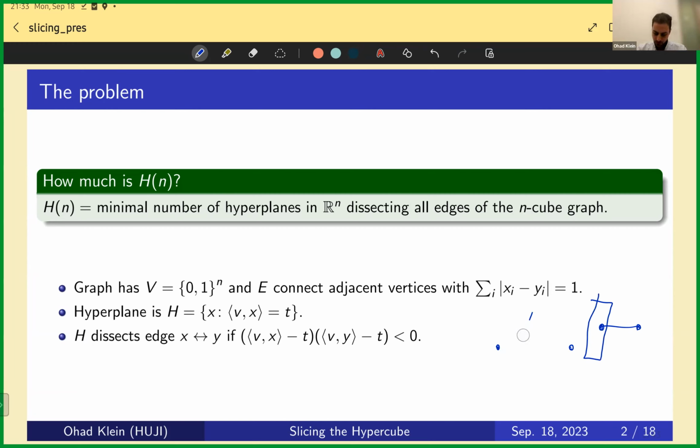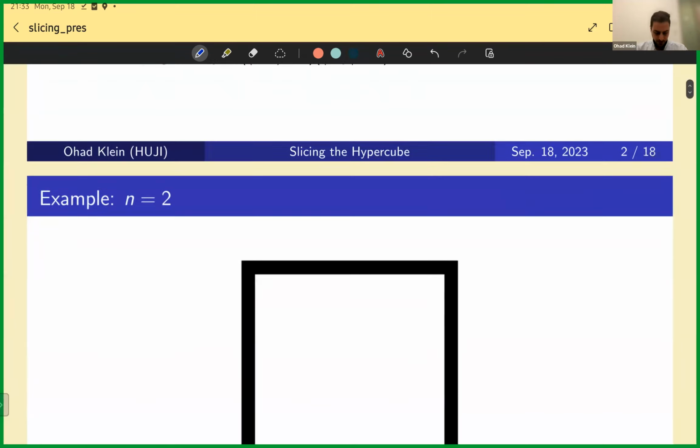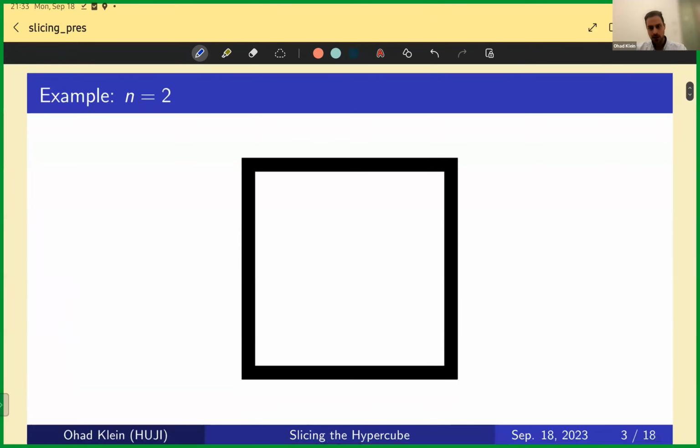Okay. So what is this number of hyperplanes as a function of the number of dimensions? Let us start with an example. What happens if n equals 2? How many lines do we need in order to cut all edges?